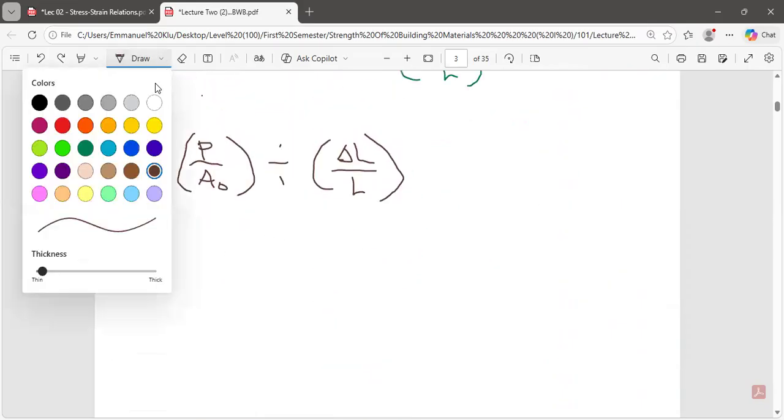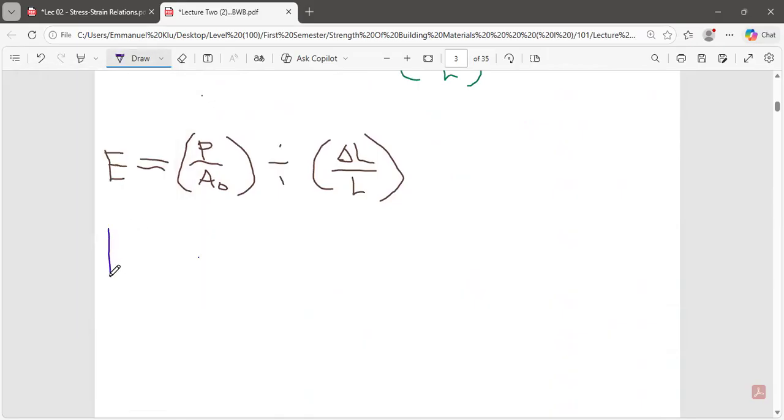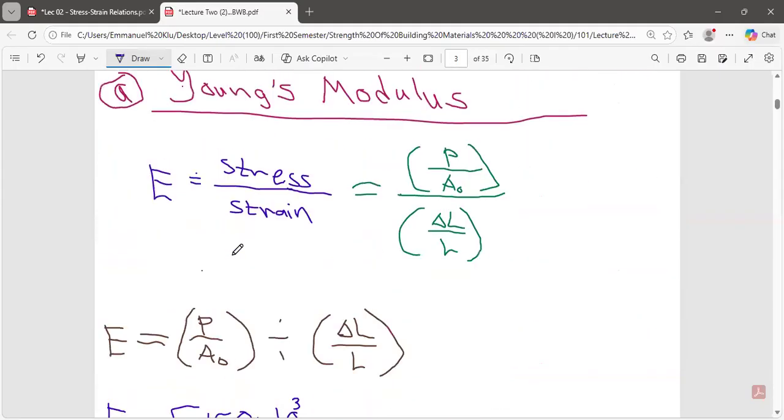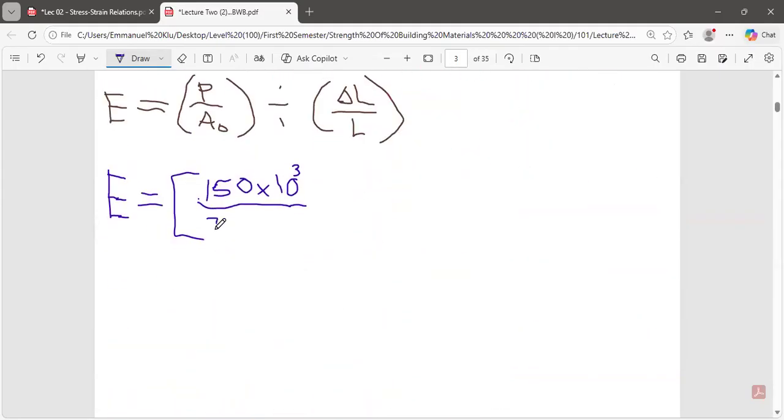So finally, this is going to become this. That is our E is now going to be equal to, let's say, the P. So I'm going to say 150 times 10 exponent 3. Always don't forget it, because of the kilo. Exactly. And then the original area was 706.95. So let's put it down, 706.95.